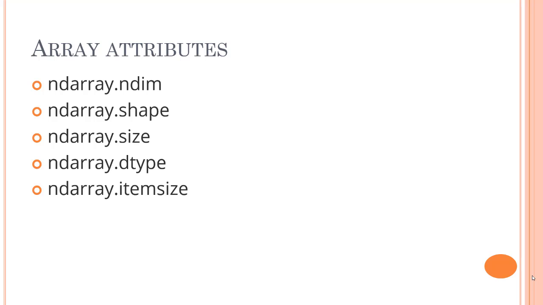There is a variety of array attributes present in NumPy. The first one is ndarray dot ndim, which we use with the n-dimensional array. Then we come to the shape. With the help of the shape attribute, you can give the size or shape to the array, like a 2D array or a multi-dimensional array. If you want two values in that shape, like a 2 cross 3 or 3 cross 3 matrix, we use shape.